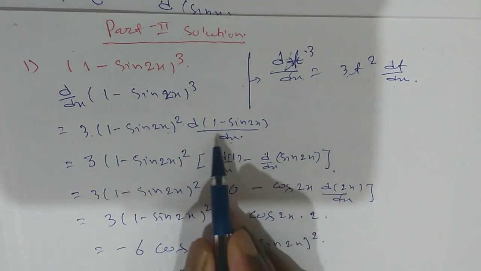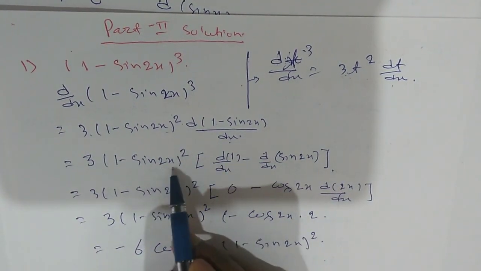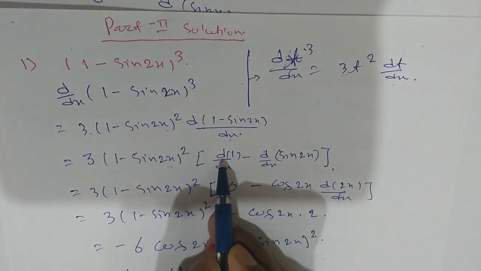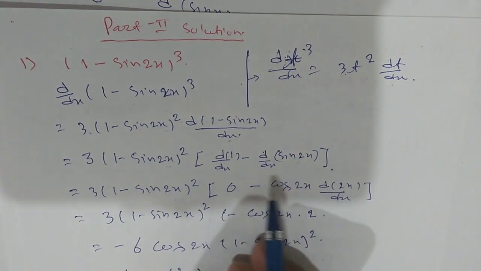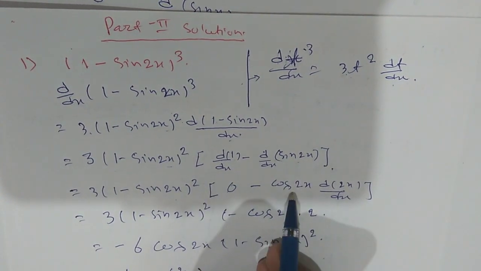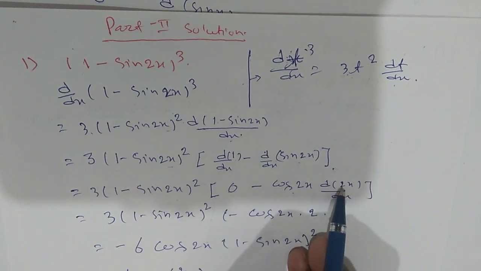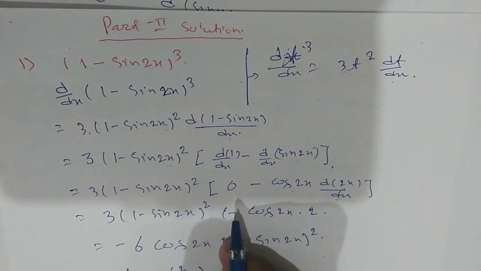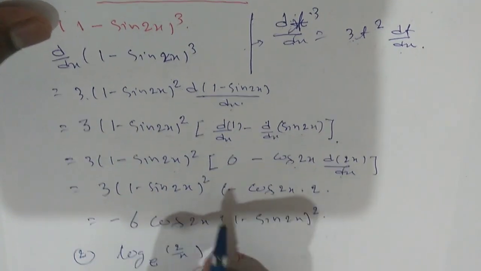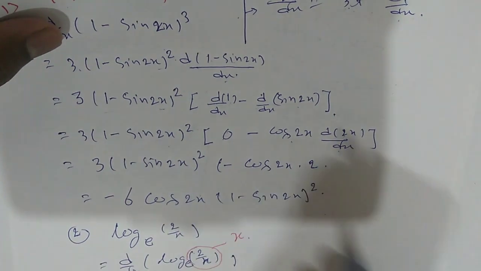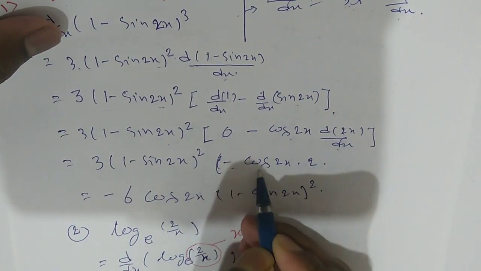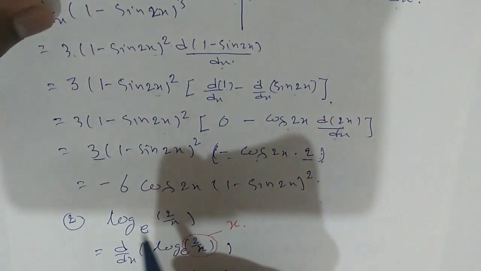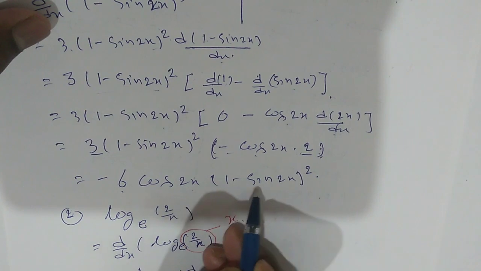After solving we got this one as common, and within bracket, the differentiation of 1 minus sin 2x: differentiation of 1 is 0 and sin 2x is cos 2x, then the remainder is 2x, so the differentiation of 2x is 2. Here is 3 times 1 minus sin 2x squared within bracket, minus cos 2x and into 2, so take 2 into 3, so right here 6 cos 2x times 1 minus sin 2x squared.